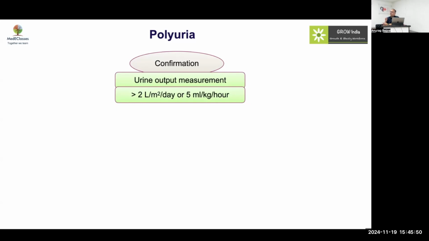So this child, as you mentioned, was taking around 5 liters per day, and he was how many kgs? It was 14.90. So he's taking a huge amount. If you think of ml per kg per day, it will be a huge amount. He's taking around 10 ml, 15 ml per kg per hour, which is a significant polyuria. There's no confusion there.